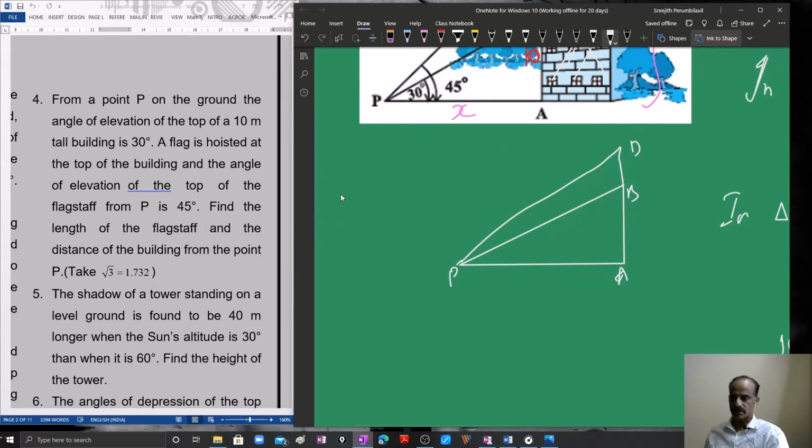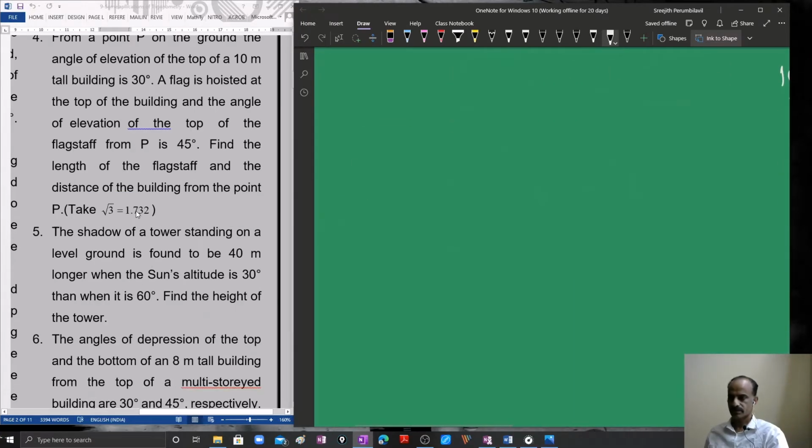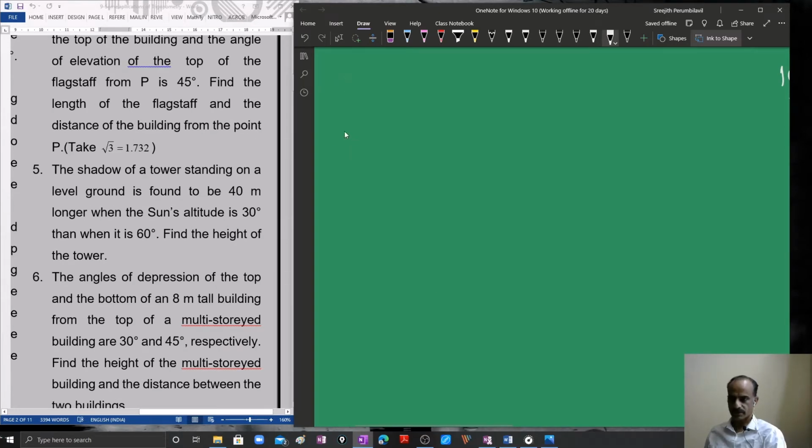Now question number 5. The shadow of a tower standing on a level ground is found to be 40 meters longer when the sun's altitude is 30 degrees than when it is 60 degrees. That means there is a tower. Let AB be the tower. The shadow on the ground is found to be 40 meters longer.